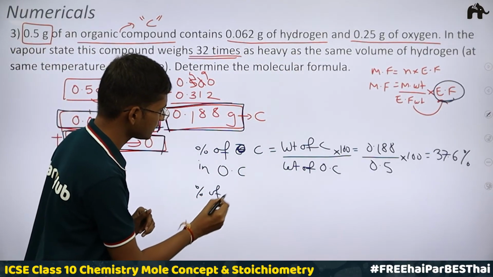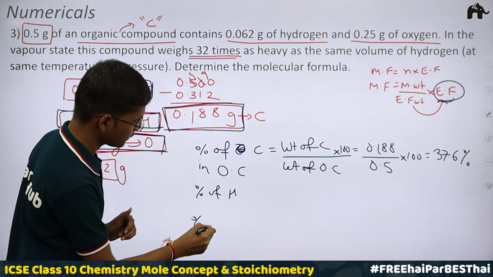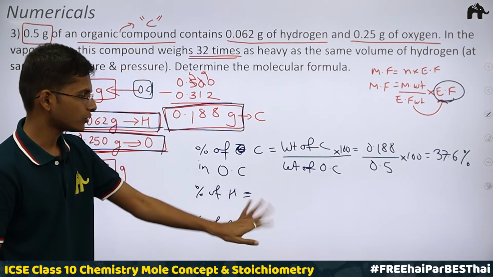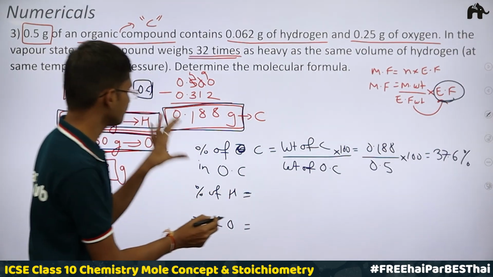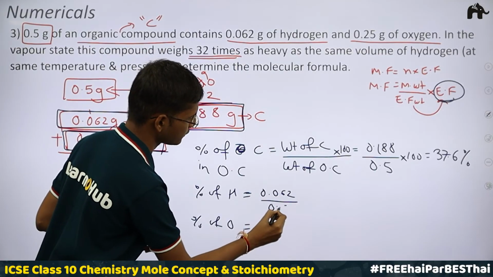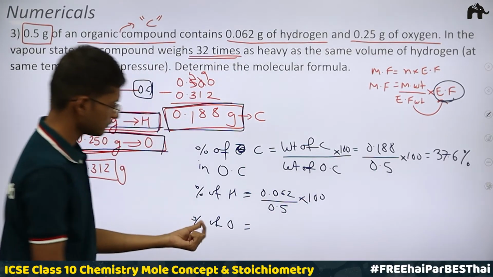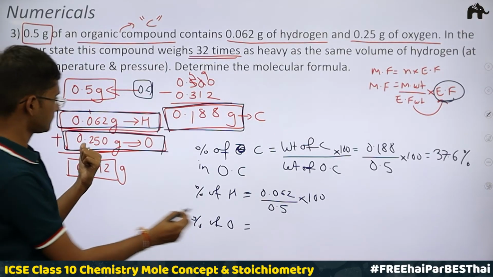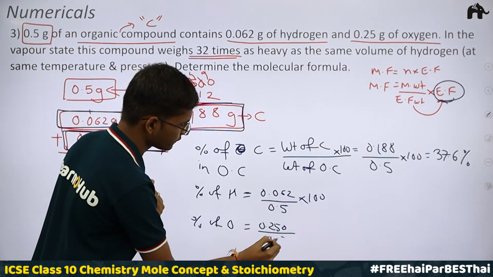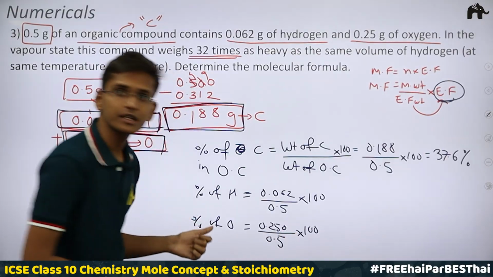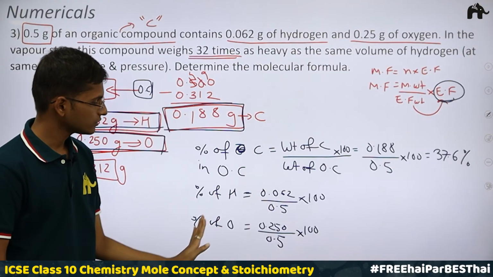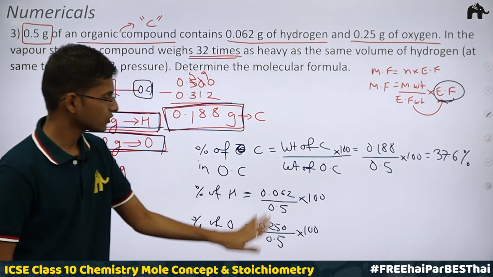Similarly, in the same way, for the percentage of hydrogen and percentage of oxygen, you write the entire formula: the percentage of hydrogen is equal to the weight of hydrogen upon the weight of organic compound into 100. I'm directly writing the values, 0.062 upon 0.5, into 100. And for the percentage of oxygen, the weight of oxygen, 0.250 upon 0.5, into 100. You write the formula just like I have written for carbon, for hydrogen or oxygen, and then you put the values and solve it.